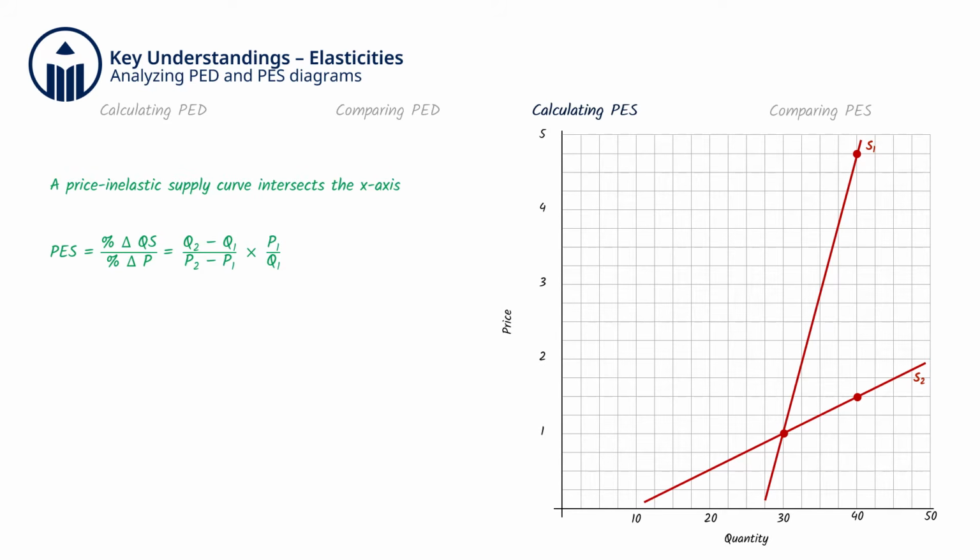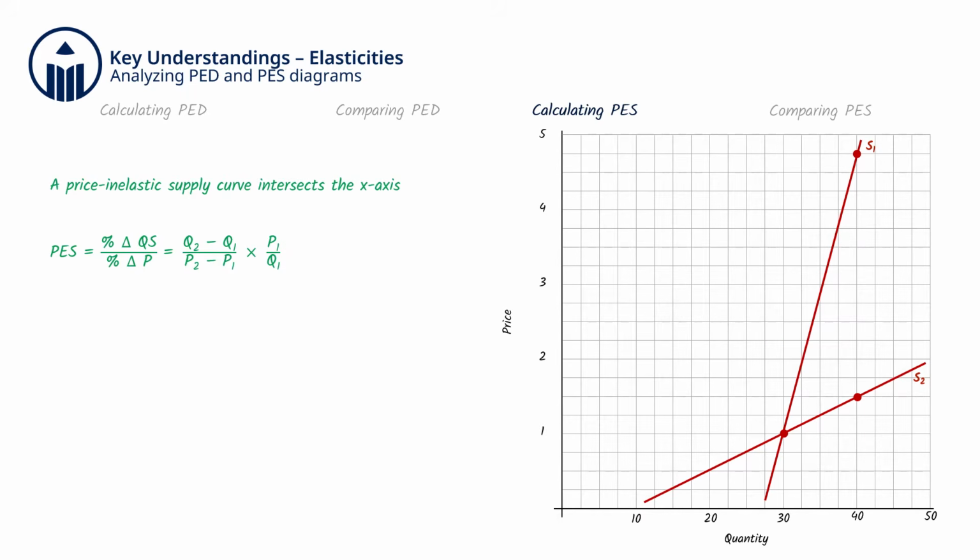So, what is the shape of a price inelastic supply curve? Remember, the formula for PES is percentage delta QS divided by percentage delta P, which can be expanded and simplified to Q2 minus Q1 divided by P2 minus P1, multiplied by P1 over Q1.